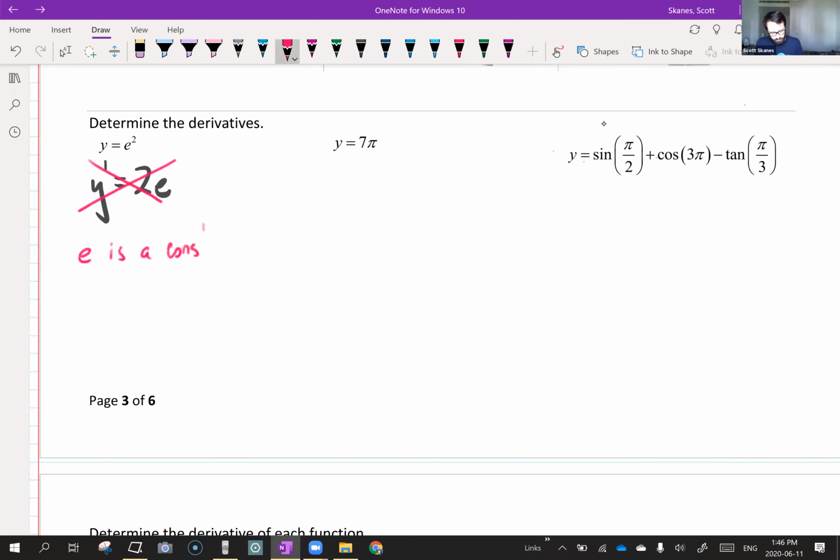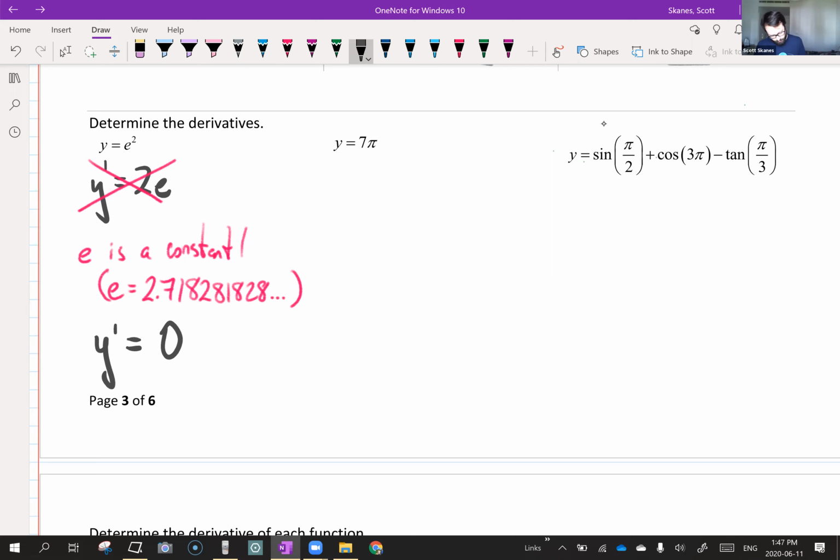E is a constant. It's a special constant. In fact, if you type it in on your calculator, you get this number, 2.718281828... It continues forever, just like pi. It's just as special as pi is. It's used in many similar ways.